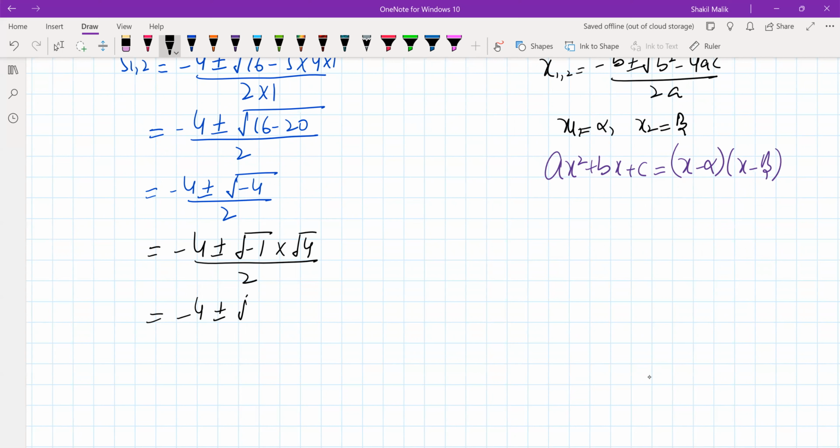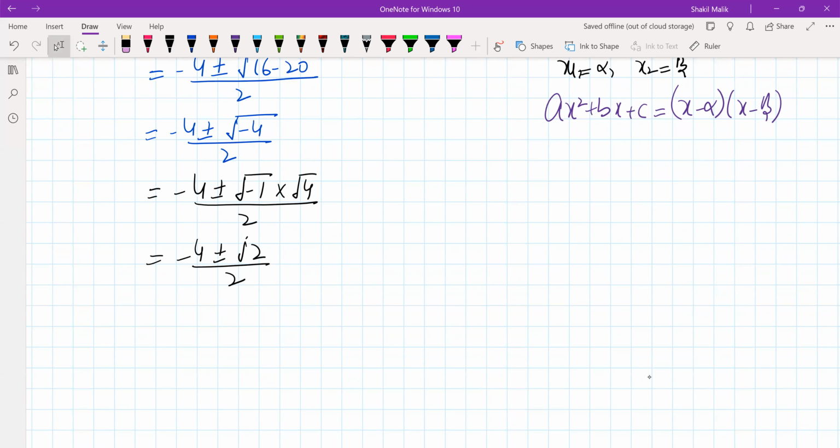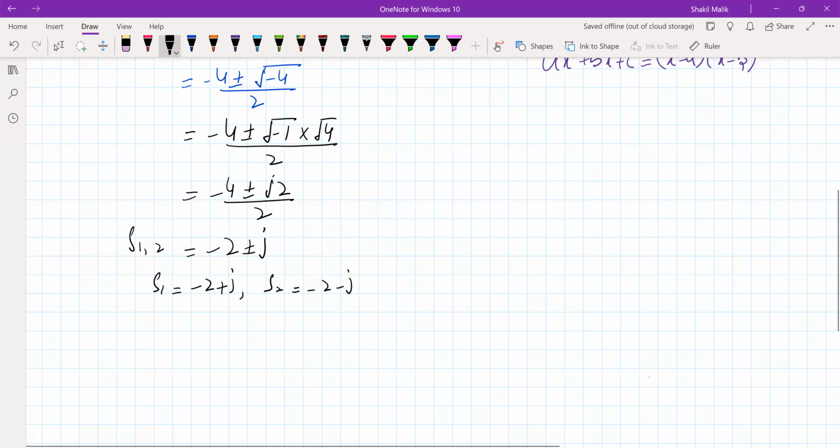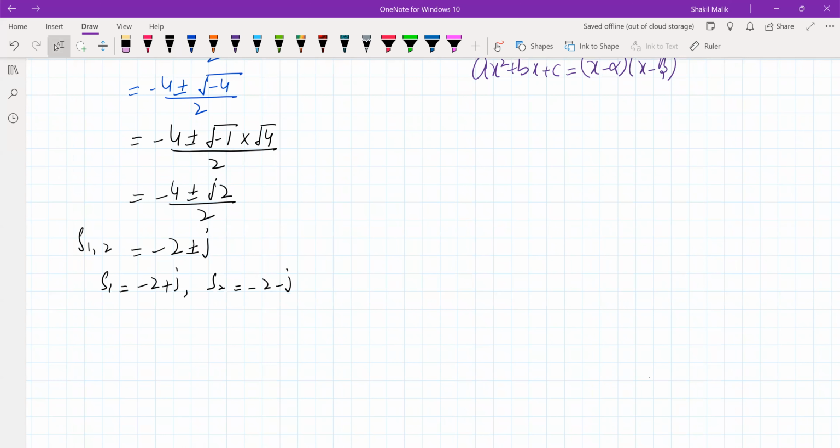This is the complex number. So what is square root 4? That's equal to 2, divided by 2, right? So dividing the two terms by 2, it will be minus 2 plus minus j. So the values of s1 and s2 are: s1 is minus 2 plus j and s2 is minus 2 minus j. Now, if we have a complex root, the other will be the conjugate of that. You can check s2 is the conjugate of s1, or s1 is the conjugate of s2, right? What do I mean by conjugate? Yes, it means the magnitude is the same, only if one has plus j, the other will have minus j, right?